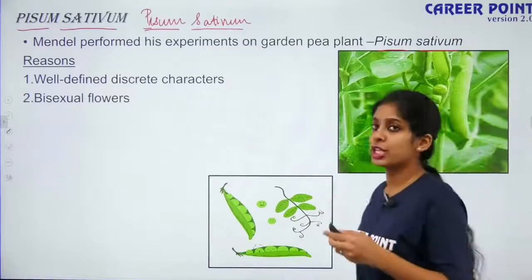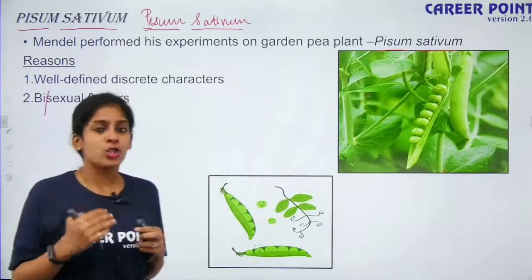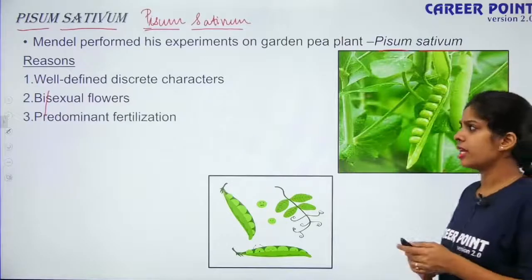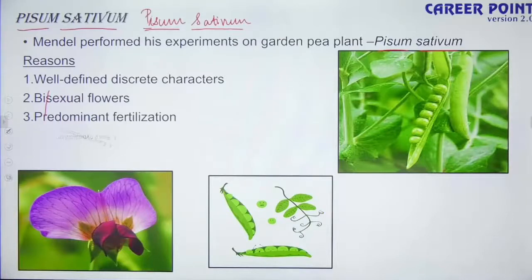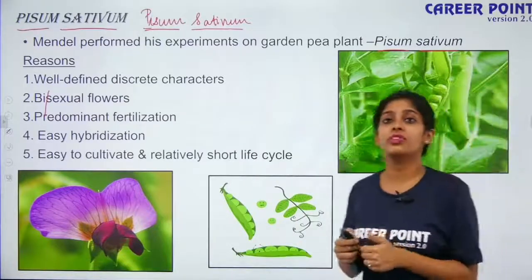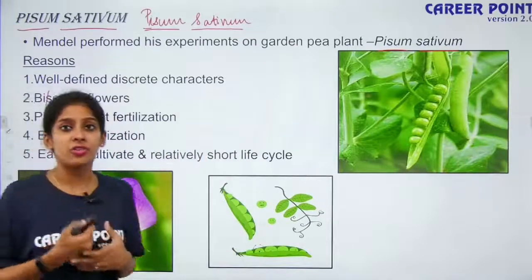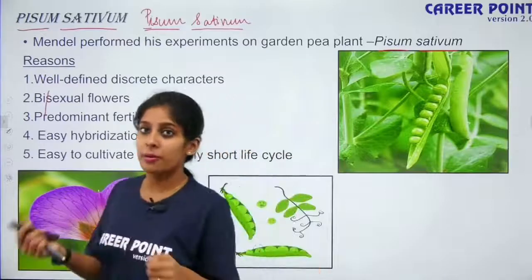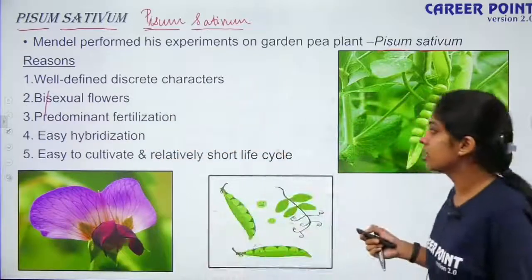The second reason is bisexual flowers. So bisexual, bi is 2, it means it has both the male and female parts. So when he had to do hybridization or pollination, it was easy for him. Then predominant self-fertilization. The fourth one, easy hybridization. And the fifth one, it was easy to cultivate and had a relatively short life cycle. So you didn't need much fertilizer to grow these pea plants, so it was easy for him to cultivate. He didn't need a lot of support or labor, and it had a relatively short life cycle, meaning it was not an annual crop, it was not a perennial one, but a plant with a relatively short life cycle. Fine, so this is the reason he chose the pea plant.